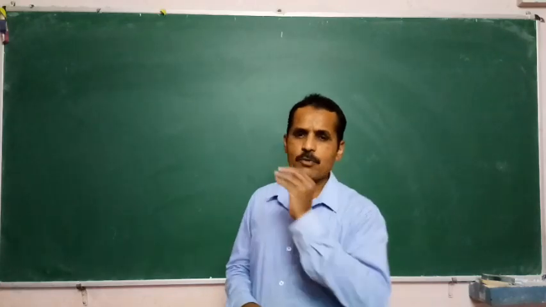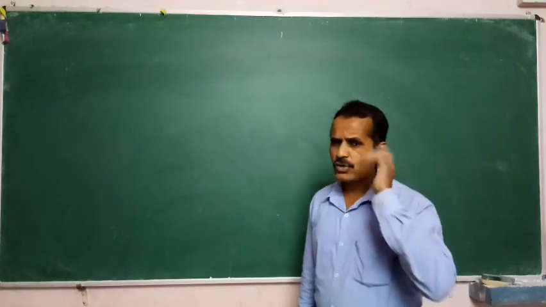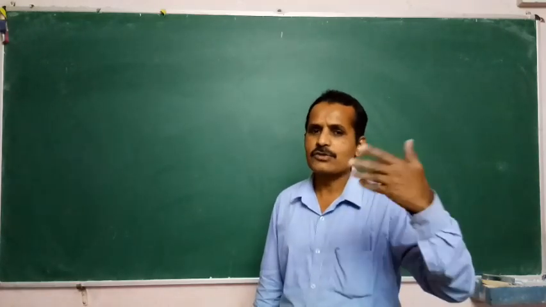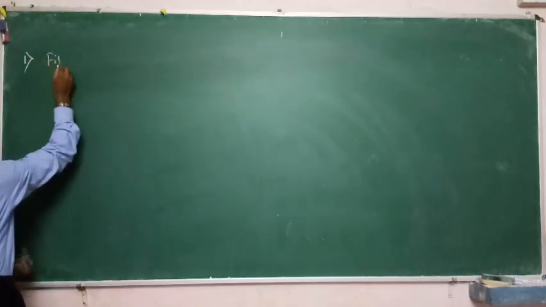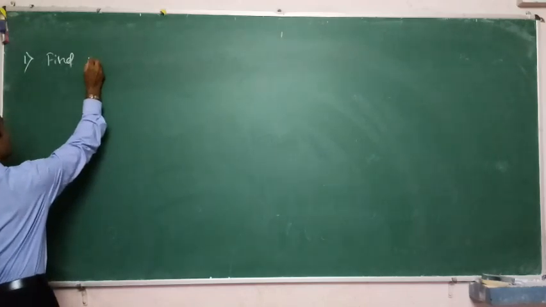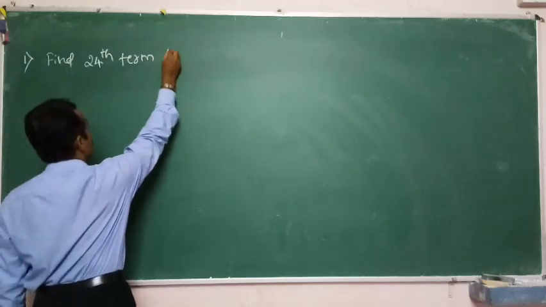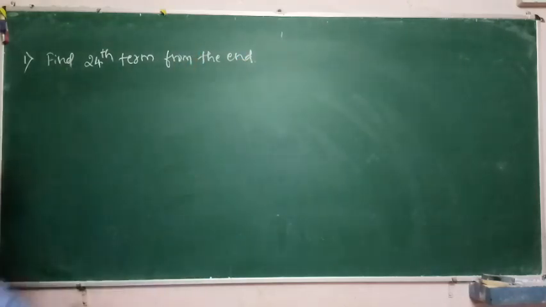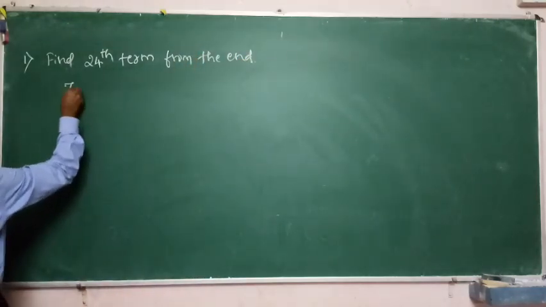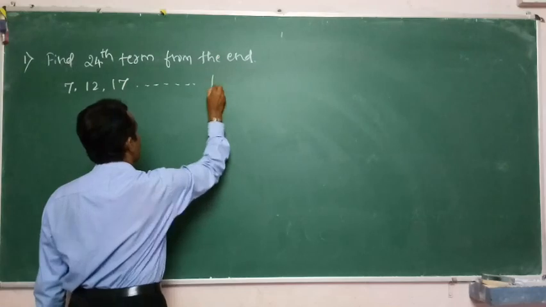To understand these problems, a lot of patience and attention they require. Those who still have doubts, see the video once or twice, you will understand better. Okay, we'll start the first problem. Find the 24th term from the end of the AP 7, 12, 17, dash, 192.